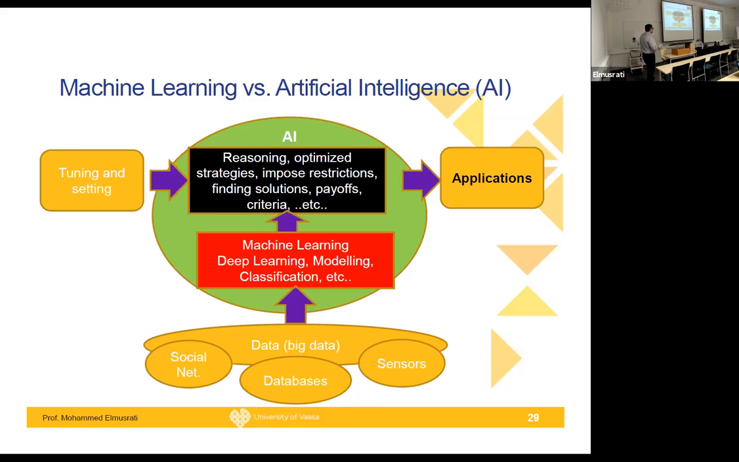So all these things are part of machine learning, and machine learning itself is part of artificial intelligence. What is more, in artificial intelligence we have reasoning, optimizing strategies, imposing restrictions, finding solutions, payoffs, criteria. For example, game theory is always part of artificial intelligence. Because the machine learning gives you some extracted information, it passes it to the upper layer, and how to take a decision is artificial intelligence. Artificial intelligence takes a decision based on the result of the machine learning. So artificial intelligence is a more general view of the system.